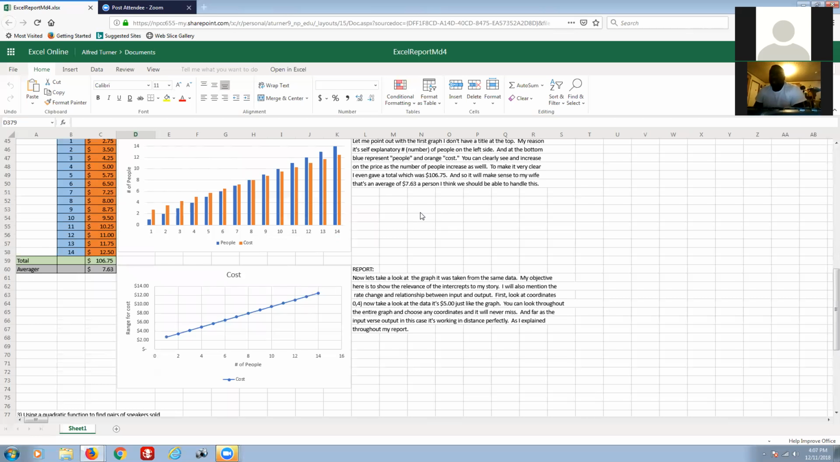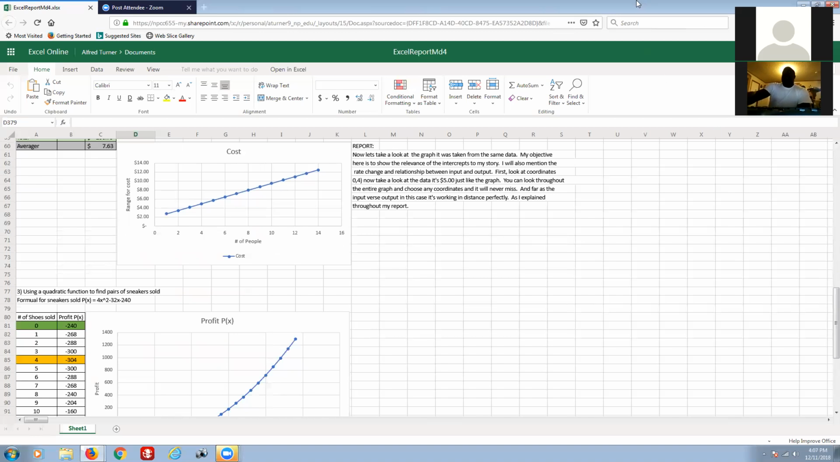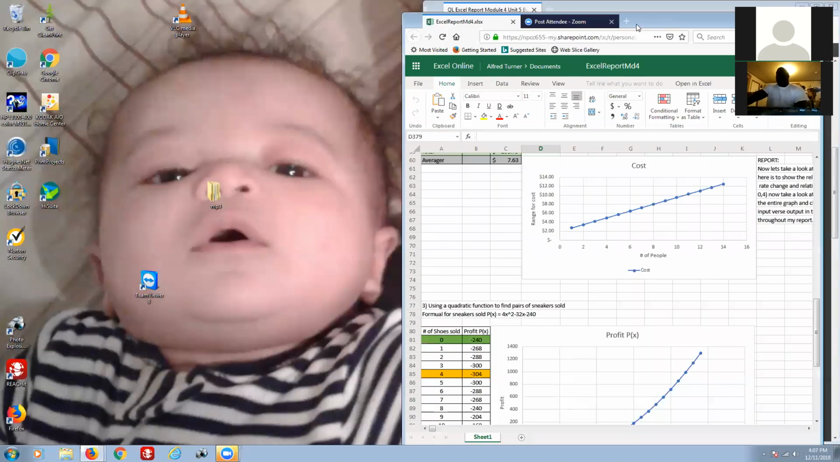First, look at the coordinates (0, 4) right here. Now take a look at the data, which is $4 right here. You can look throughout the entire graph and choose any coordinates, and it will never miss. As far as the input versus the output, in this case, it's working in distance perfectly, as I explained throughout my report. Well put together once again. Moving right along.